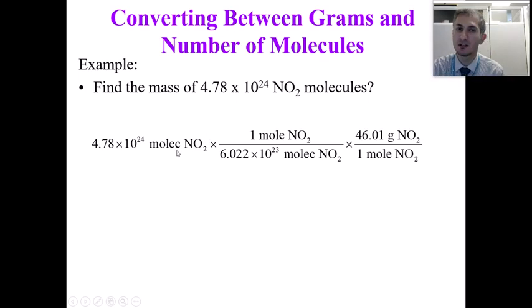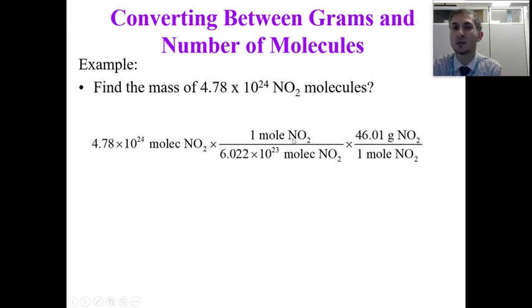I abbreviated molecules here to save time or space of writing. When we have molecules, we should write molecules on the bottom. Number of molecules gives us one more. Molecules, atoms, we should write Avogadro's number. So this one and that one cancel out.